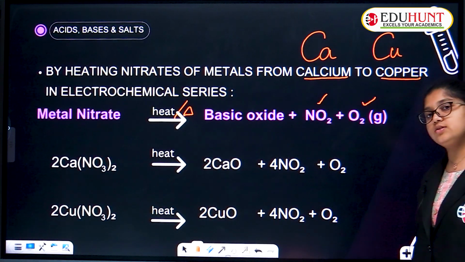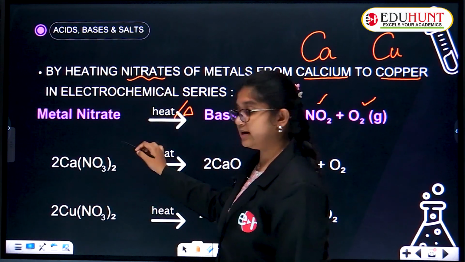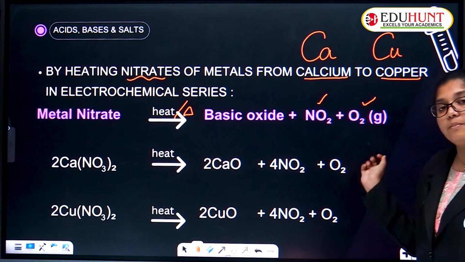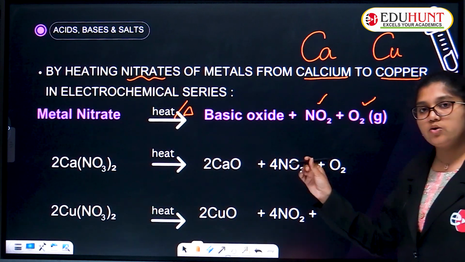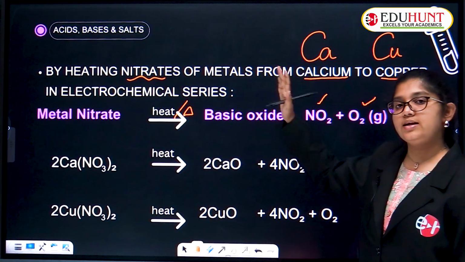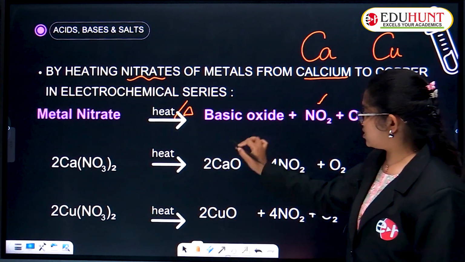Why nitrogen dioxide and oxygen? Because we are heating nitrates, no? That's the reason we get nitrogen dioxide and oxygen. Before, we were taking carbonate, so we got carbon dioxide. Here we are taking nitrates, so we will get nitrogen dioxide and also oxygen. The basic oxide is common.